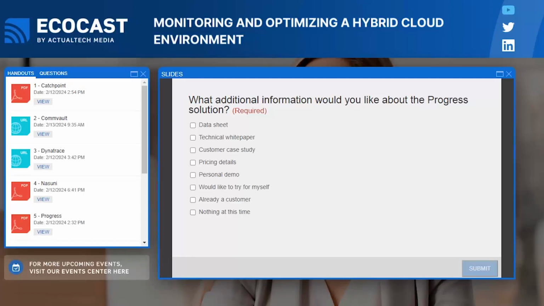I'm throwing up the last poll question of the day here, and this is about what additional information you'd like about the Progress solution. So, unfortunately, Greg was not able to stay for the Q&A, but stepping in for him is Senior Technical Support Engineer Theodore Herrera. Theodore, are you ready to get started? Yep. I'm ready, Keith. All right, great. I can hear you clearly. So thanks for being here with us today.